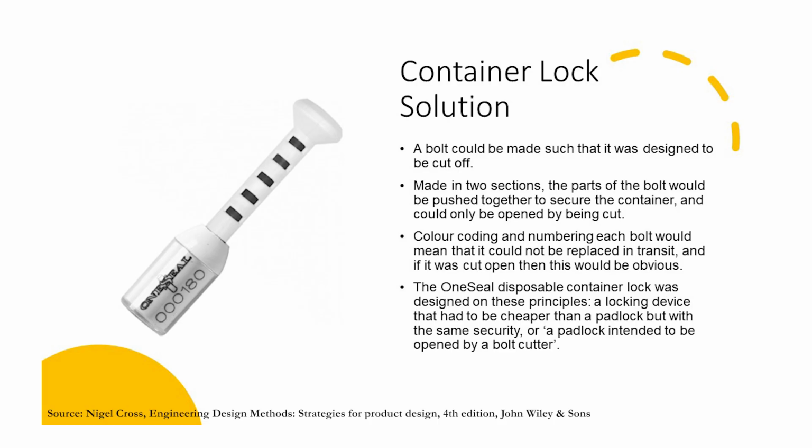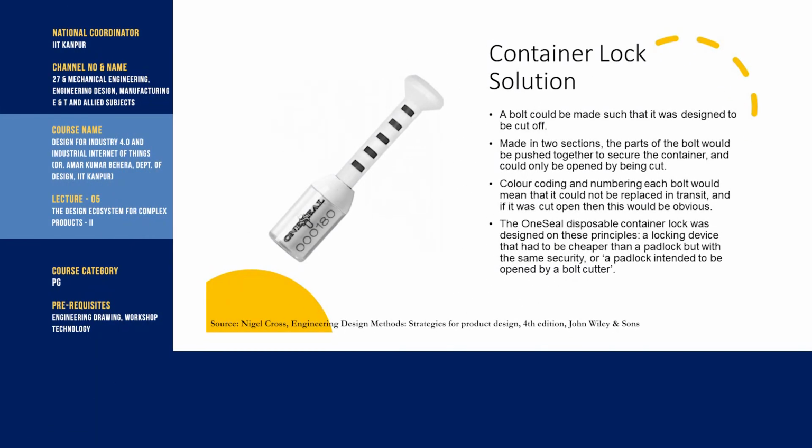So it was made in two sections. The parts of the bolt would be pushed together to secure the container and could only be opened by being cut. There was color coding and numbering of each bolt, which meant that nobody could replace it in transit, and if it was cut open then it would be obvious.